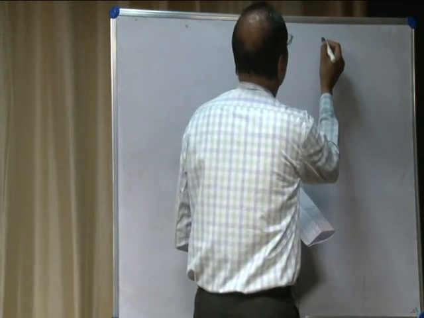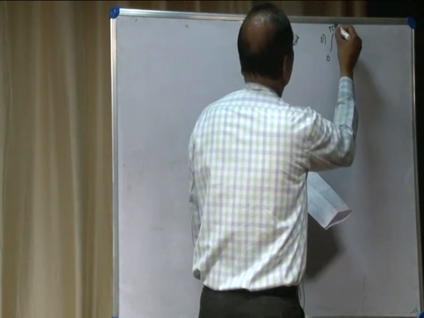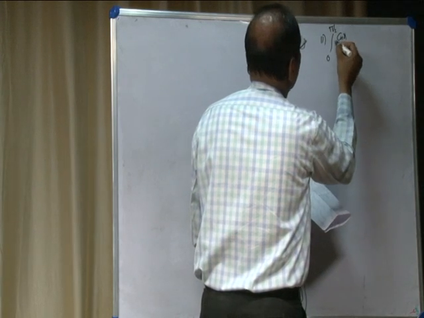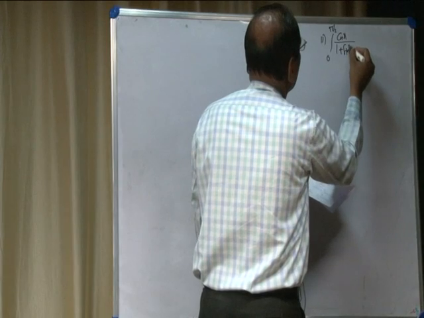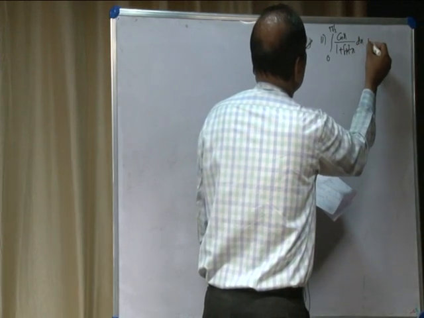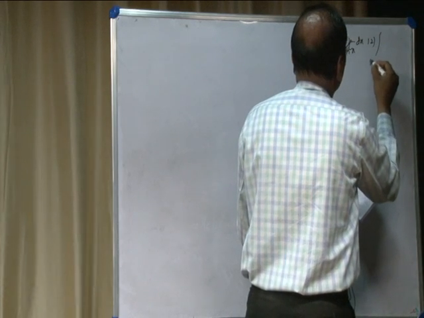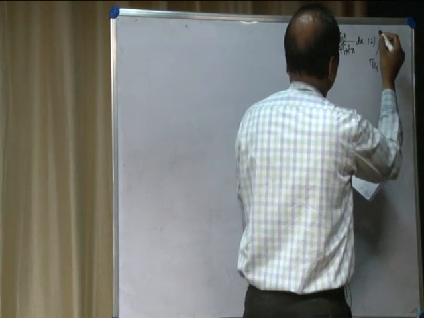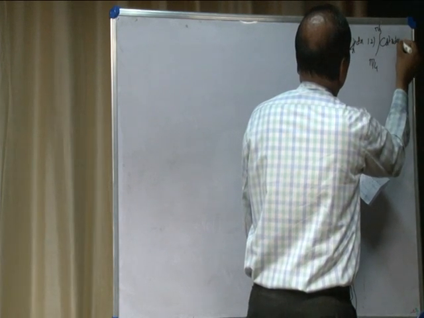Problem number 11: integral from 0 to pi by 2 of cos x divided by 1 plus sin square x dx. 12th problem: integral from pi by 4 to pi by 2 of cot square x dx.